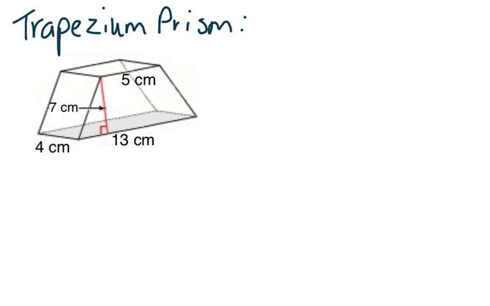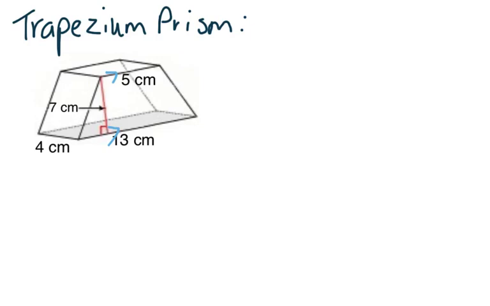Well, there's two things. It needs to have one pair of parallel sides and 4 sides to the shape. So it needs to be a quadrilateral with one set of parallel sides. So you can see here on this diagram, the 5 and the 13, they run parallel to one another. So we need to figure out our area formula.